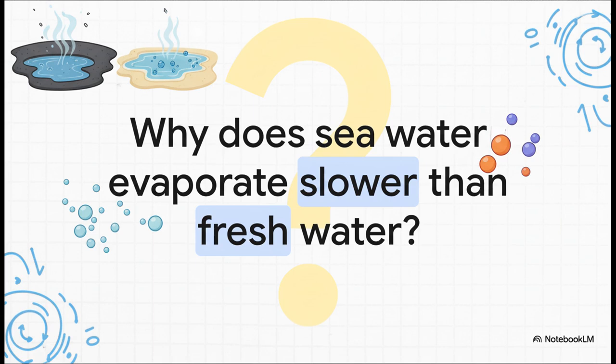So to get our heads in the right space, picture this. You've got a puddle of fresh rainwater on the sidewalk, and right next to it, a puddle of seawater. Why does that freshwater puddle seem to disappear so much faster? The answer is hiding in a really neat concept that we're going to break down right now.